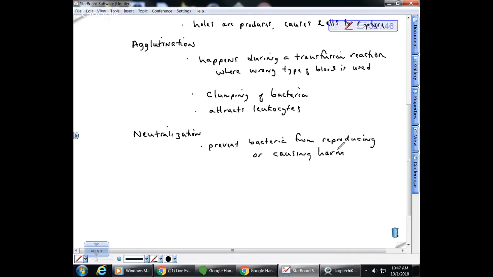So then they just kind of sit there until a macrophage or some other phagocyte will come on board to engulf it and to digest it. So those are some of the functions of the antibodies.